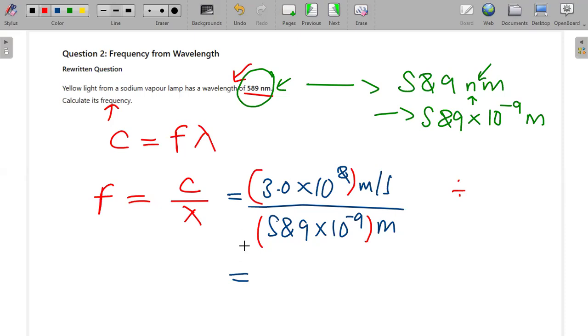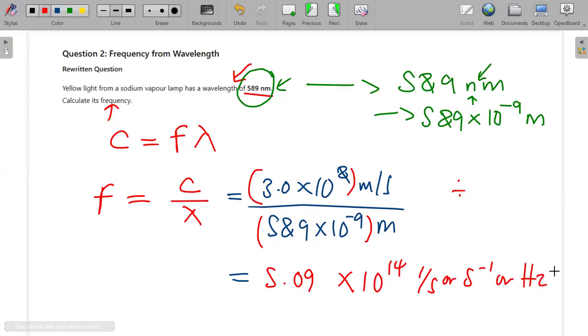According to my calculator, you should confirm with yours as well, I'm finding 5.09 times 10 to the power 14. And then the units for the frequency, we said it's per second, like this, or we can say second to the power minus 1, or we can simply say hertz. So hertz, we represent it by Hz like that. Of course, I've rounded this to 2 decimal places like that. All right, so any questions on how we found the frequency?